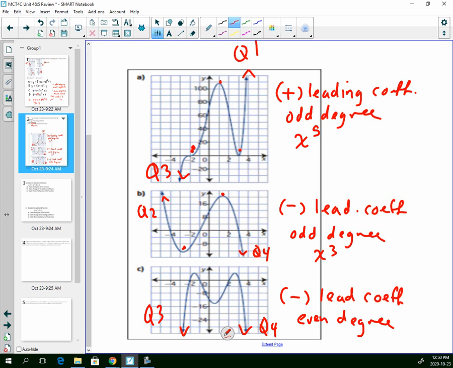And it's got 1, 2, 3 turns, so it must be at least minimum power 4. So those are the information you should be able to find from just a graph: determining degree, leading coefficient, and power. Okay, what else is here?